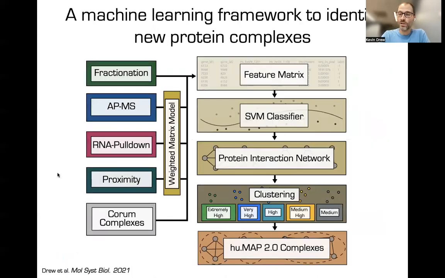So to do that, I built a machine learning framework, and I don't have time to talk about all the details here, but essentially I've taken all of the individual data sets, and I've reanalyzed some of them using different statistical techniques. I've then built a machine learning classifier to identify individual protein interactions. I've then built a protein interaction network, and used unsupervised clustering techniques to identify dense regions within the network, which are protein complexes. The final set of protein complexes is something I call hu.MAP 2.0.